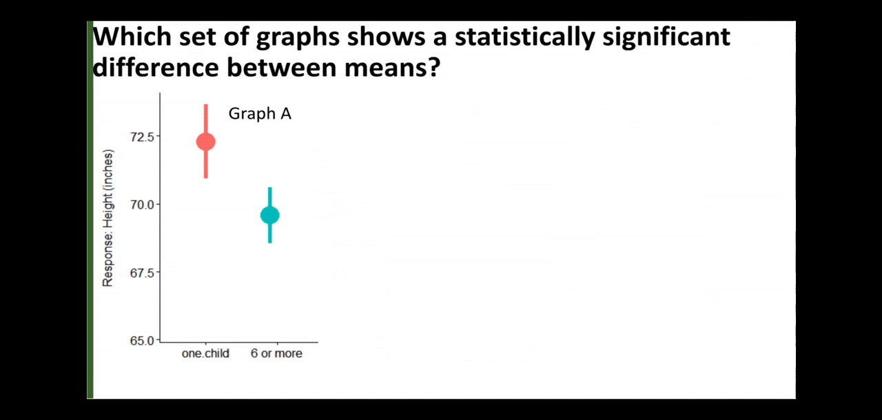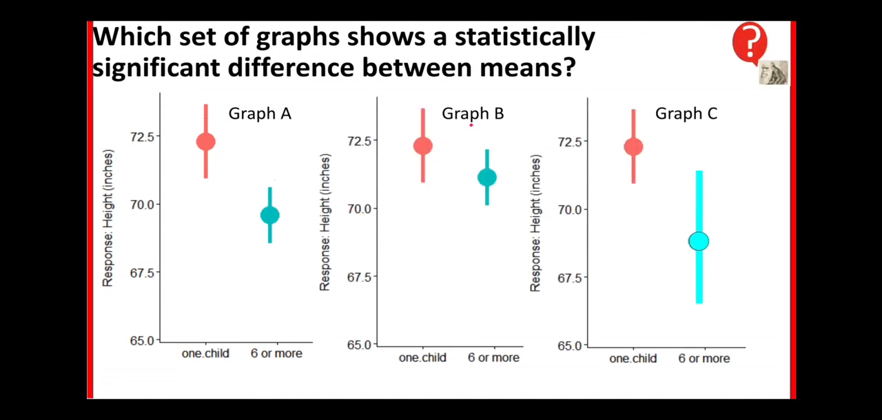So the correct answer to this is graph A. The error bars do not overlap at all. Even if they just barely touched each other, there would still be a significant difference between them. In both of these other cases, graph B, the error bar here is equal to or lower than the mean, and here there's significant overlap.